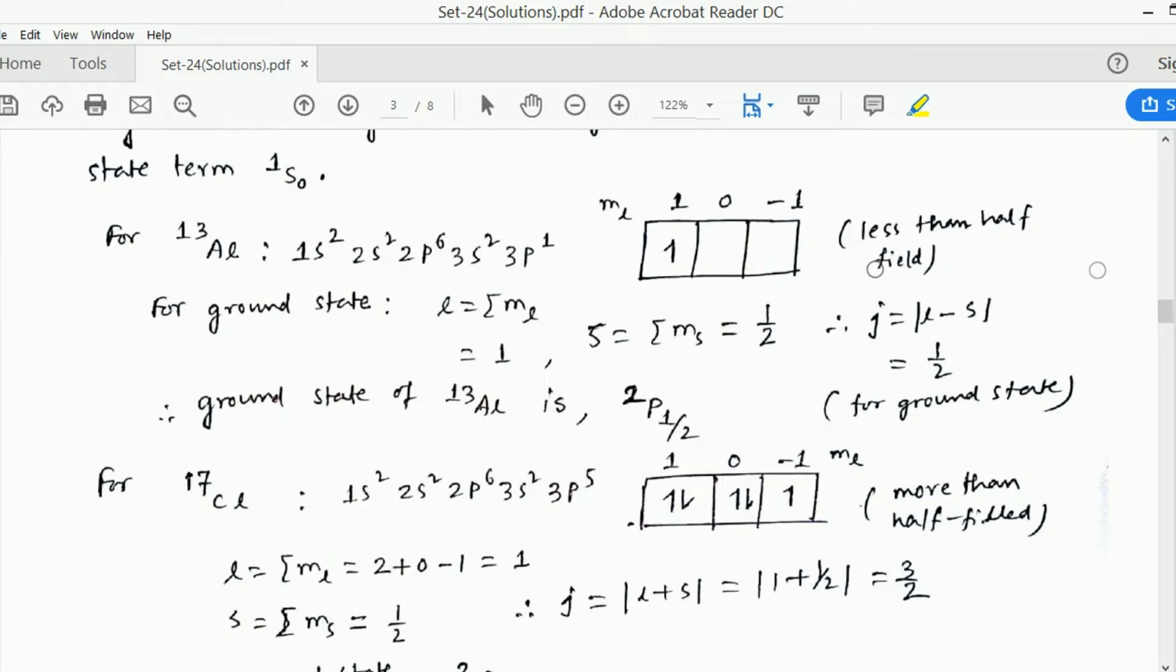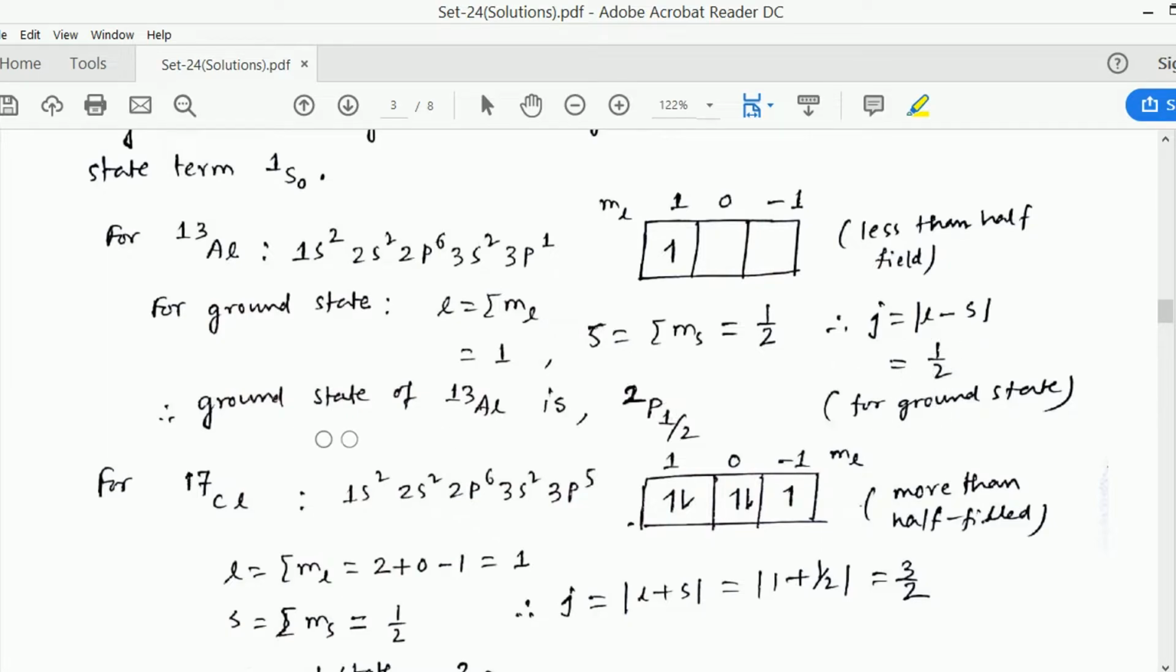So this is less than half filled, and for less than half filled, the corresponding J becomes L minus S. Now how do we calculate L? L is the sum of ML and S is the sum of MS. So L is 1, and for S there is 1 electron, so it's half. So L minus S equals 1 minus half, which equals half.